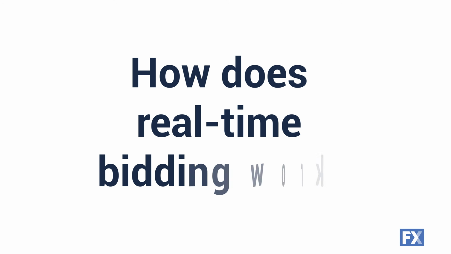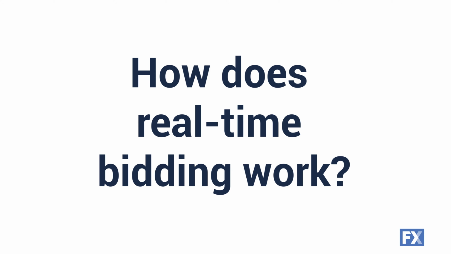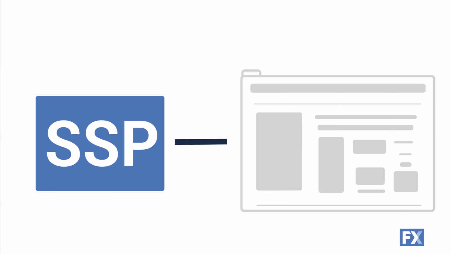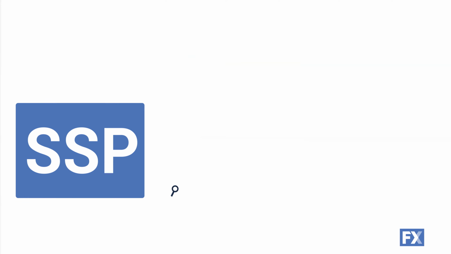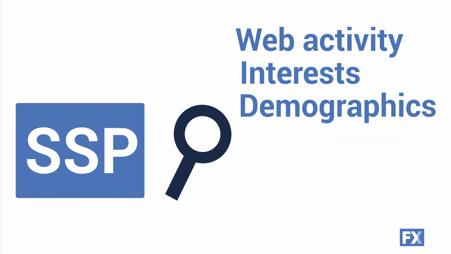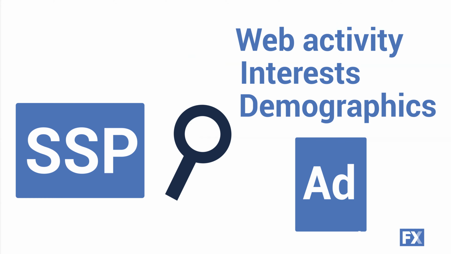How does real-time bidding work? The RTB process starts with you. When you click a link to go to a site, real-time bidding begins. When you arrive on a site, before the page loads, the site's publisher sends available ad space dimensions to the supply-side platform. Then, the supply-side platform looks at your cookies. This is the data from your web activity, your interests, demographics, and more. This data helps determine what ad would be more relevant to you.